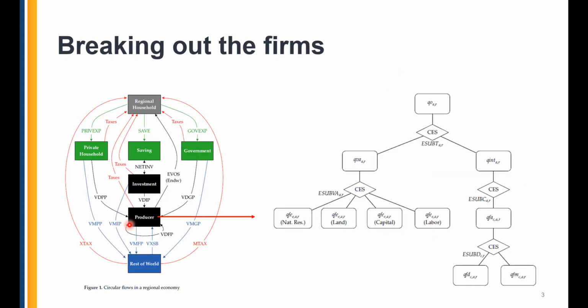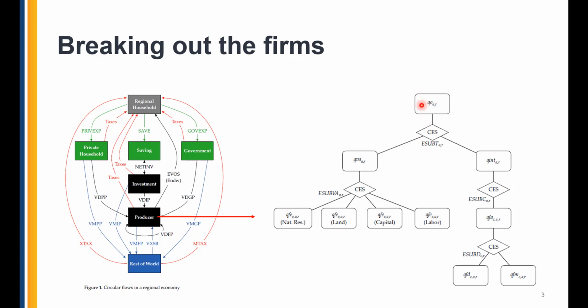Okay, breaking out that producer block, we get something that we would call the tree structure of the firm or of a sector, or in GTAP specifically, we call it an activity. Okay, so if we look at this from the top down, again, this is a single generic firm, right? They all have sort of the same tree structure pulled out of this producer block.